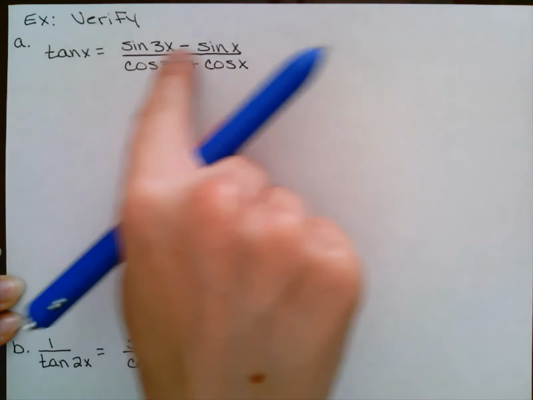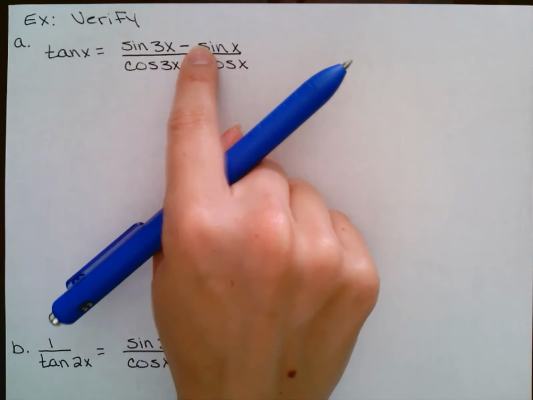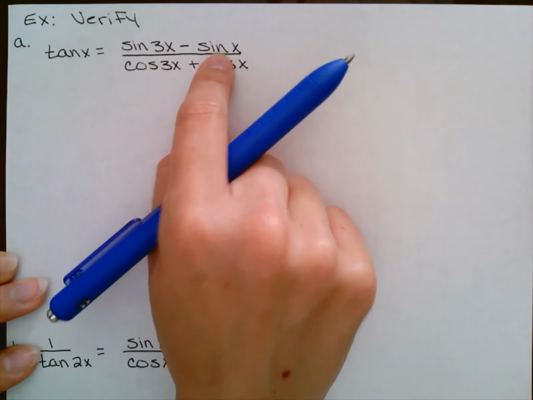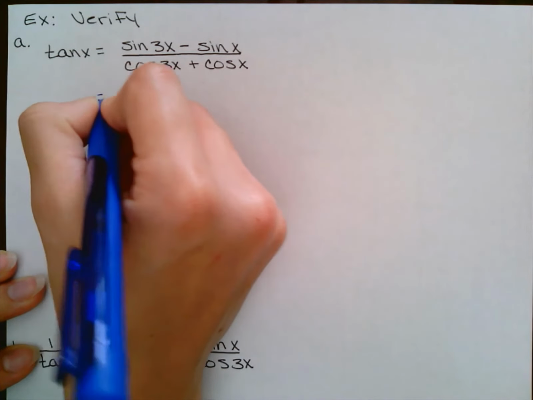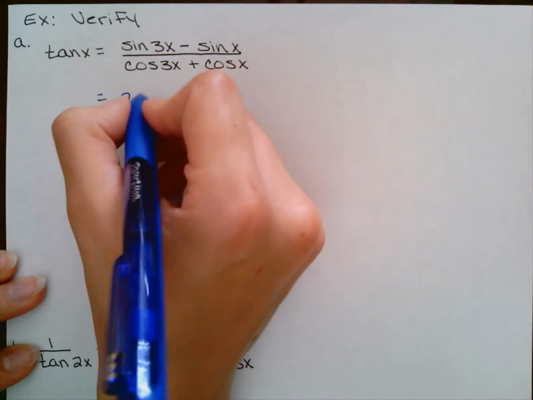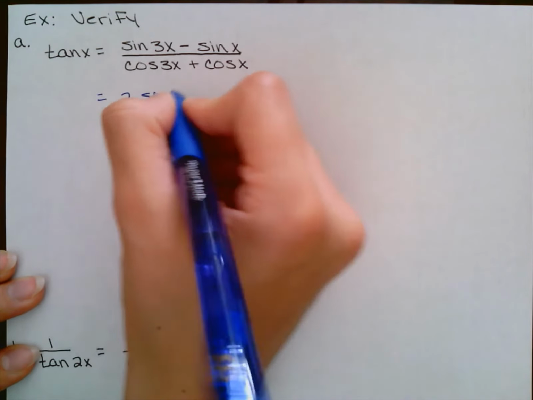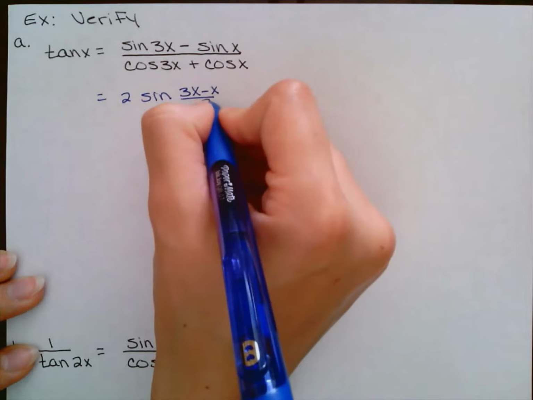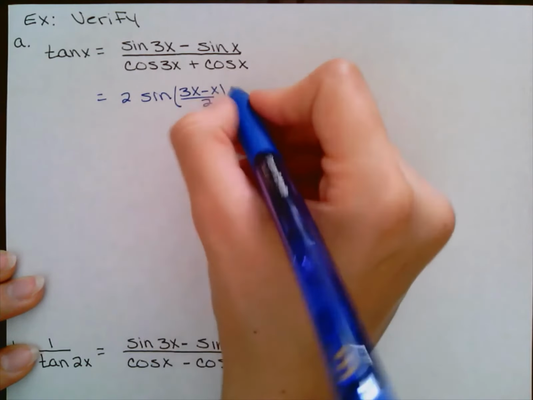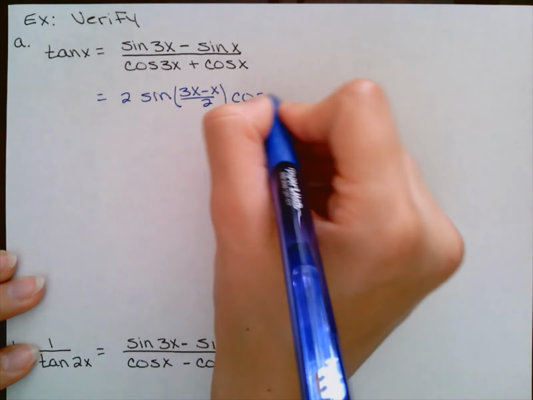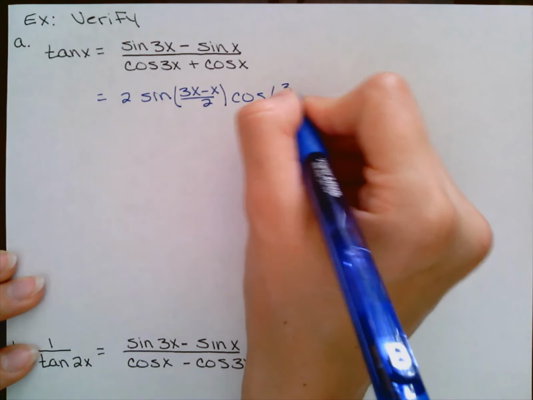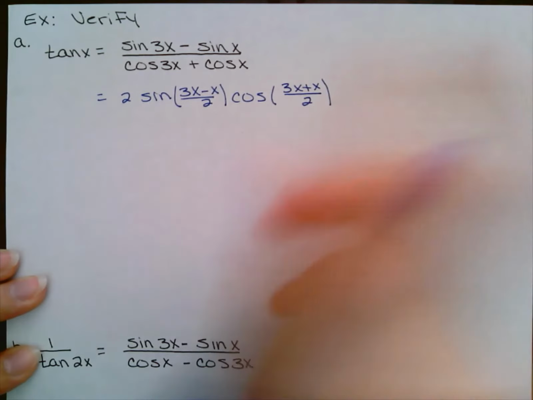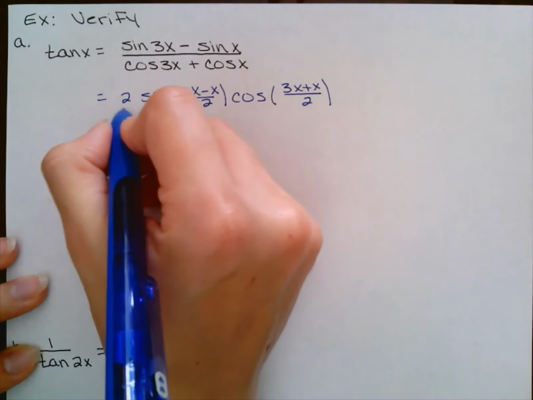So let's start off by using our sum to product rule. So sine of a value minus sine of another value. Okay. I have 2 times sine of both values being subtracted divided by 2 times cosine of both values being added over 2. So that's, I just changed my numerator. Let's change my denominator.